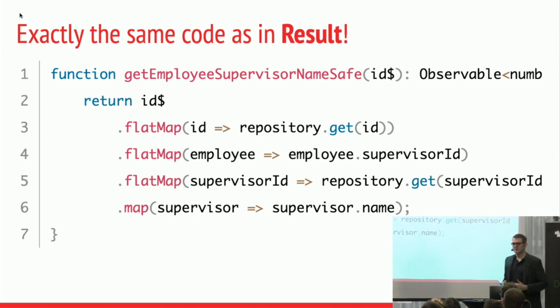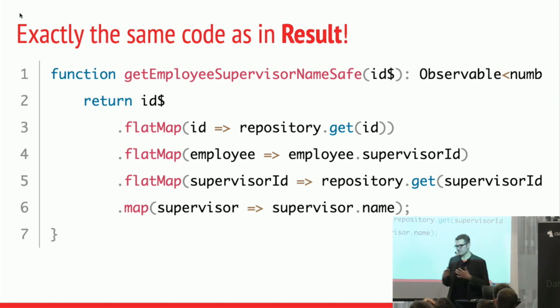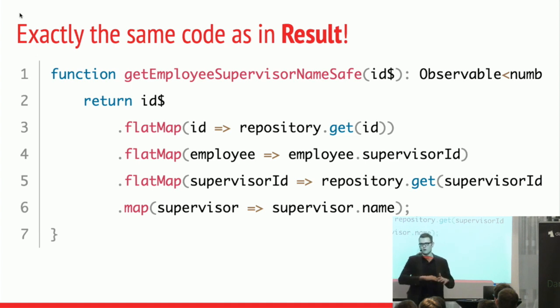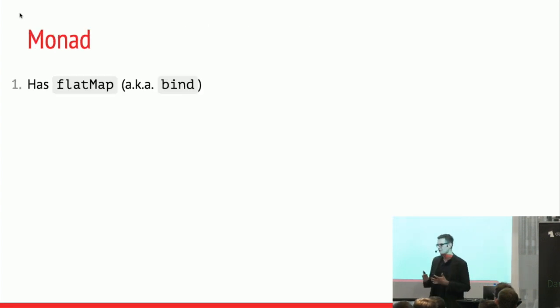And if you know RxJS, you're probably more familiar with concat map or merge map, but concat map is just an alias for flat map. Flat map is a more traditional name. There is also a different name, bind, and it's like in the old classic functional programming. Okay, but so what was all this about and what does all this have to do with monads?